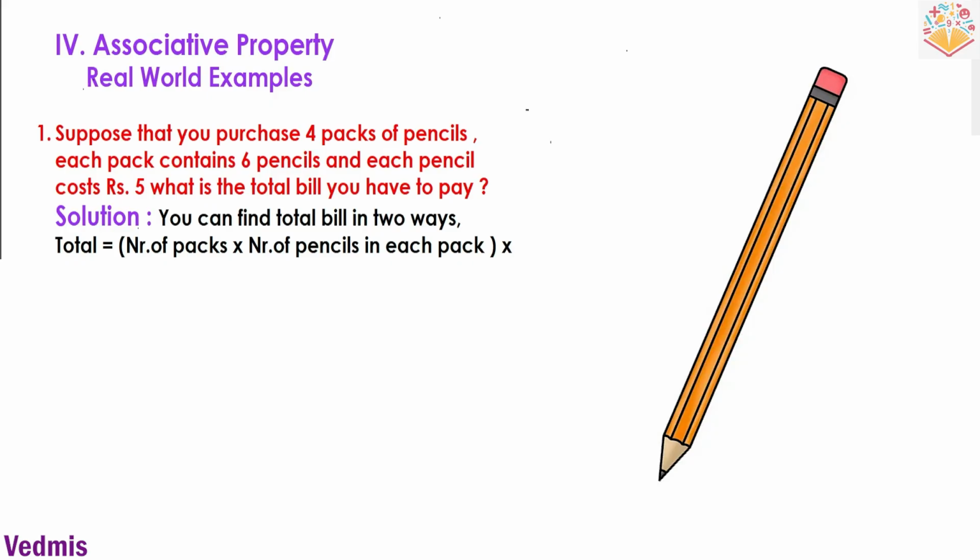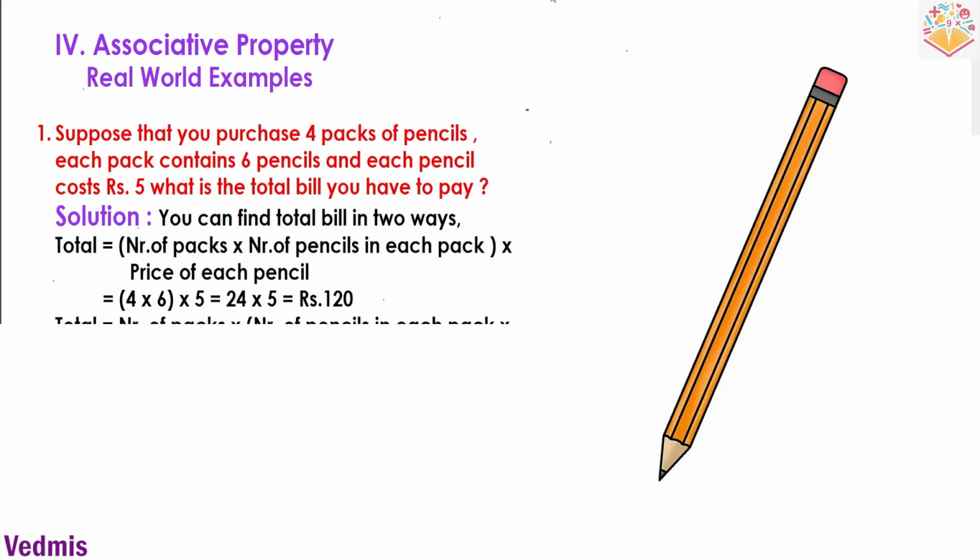First, you can multiply the number of packs and the number of pencils, get the product. Then you multiply it with the price of each pencil. How many packs are there? 4. The number of pencils, 6. Put them in one bracket. 4 into 6, you get 24. Then multiply it into 5, because the cost of each one is 5. Therefore, the total cost will be rupees 120.